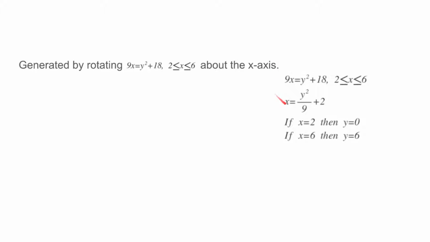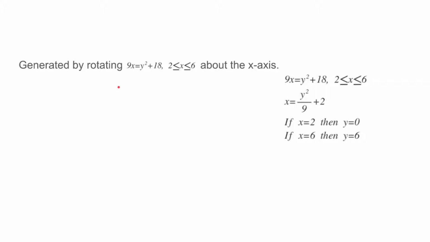Find the surface area generated by rotating 9x equals y squared plus 18, where x is bigger than 2 and smaller than 6, about the x-axis. The first thing we do is rewrite the equation to x equals y squared over 9 plus 2. And we know x is bigger than 2, smaller than 6. So if x equals 2, then y equals 0. If x equals 6, then y equals 6.